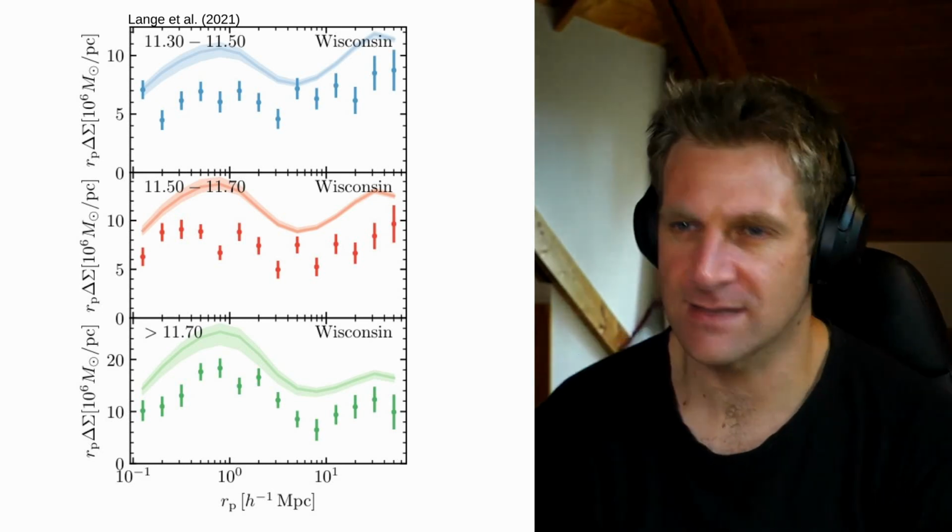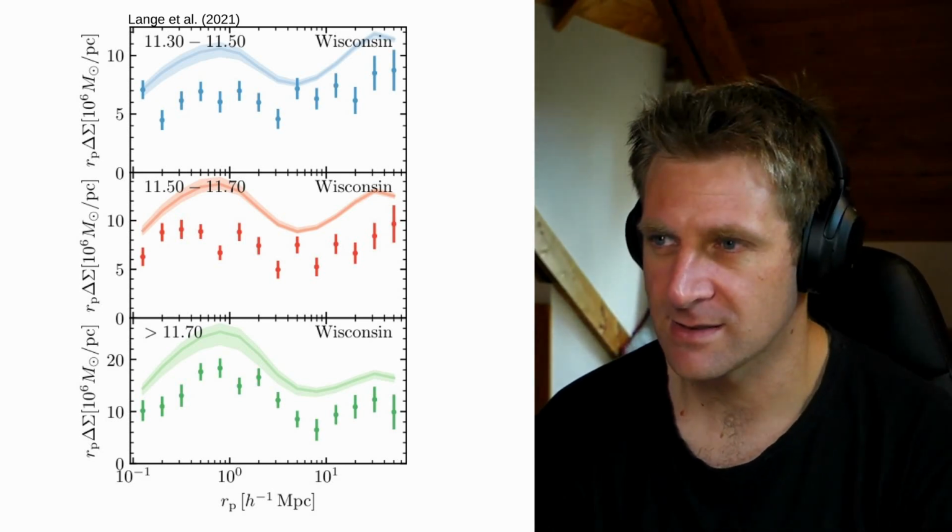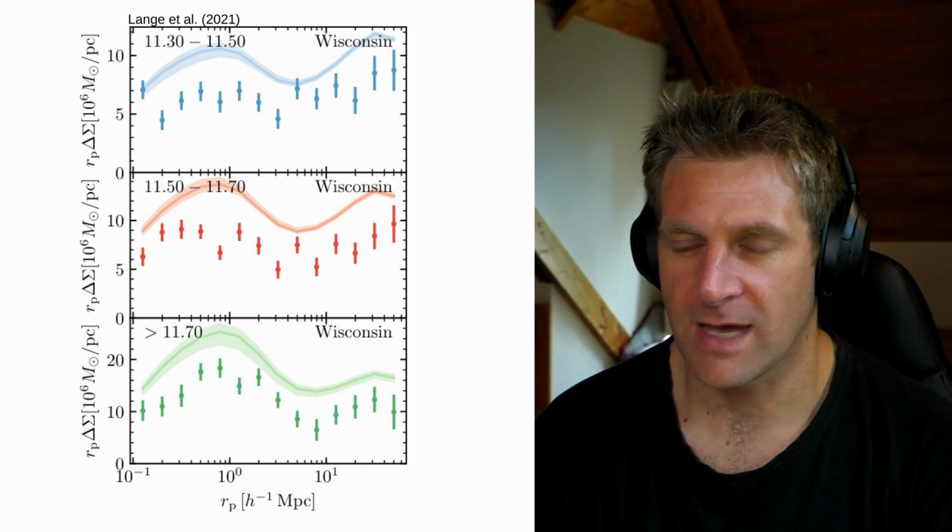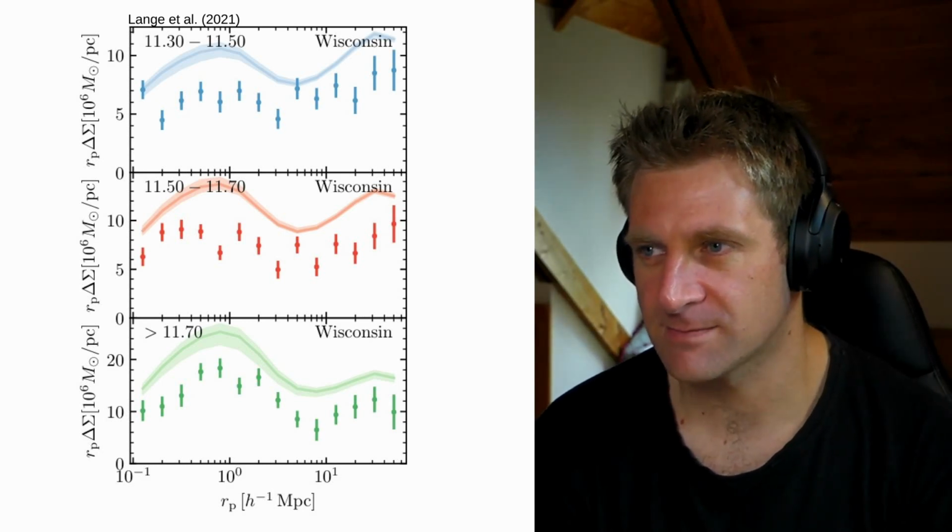Yeah, let's get into the details of what you did in the paper. What is galaxy-galaxy lensing, and how did you use redshift-space distortions to get these constraints?